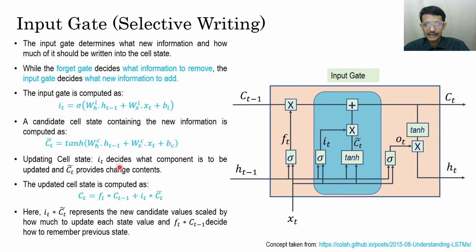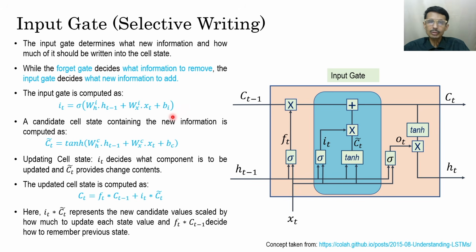Updating the cell state: i t decides what component is to be updated, and c t tilde provides the change components. And what is the updated cell state? This c t is f t into c t minus 1 plus i t into c t tilde. Here, i t times c t tilde represents the new candidate values scaled by how much to update each state value, and f t decides how much to remember of the previous.